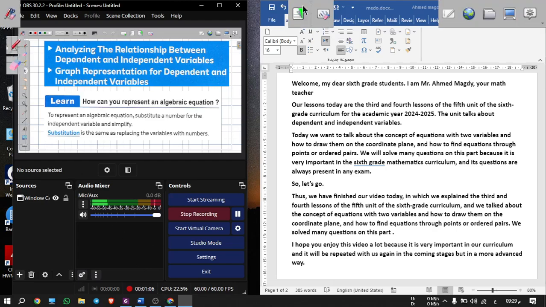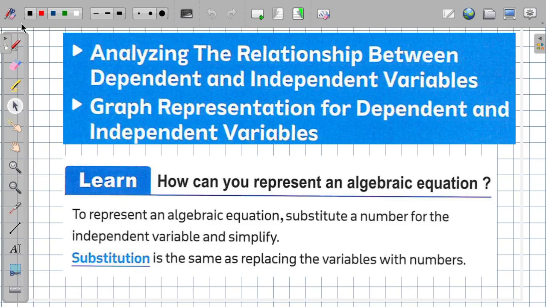The name of our two lessons is analyzing the relationship between dependent and independent variables and how to graph equations between dependent and independent variables. But how can we represent an algebraic equation? To represent an algebraic equation, we can substitute a number for the independent variable and simplify. So, what is the meaning of substitute?